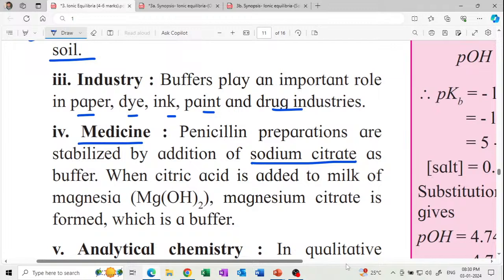When citric acid is added to milk of magnesia, magnesium hydroxide, magnesium citrate is formed, which acts as a buffer. So magnesium citrate is a buffer, and sodium citrate is a buffer.